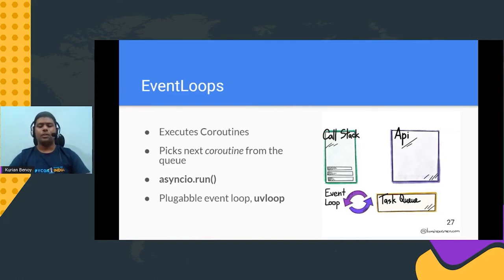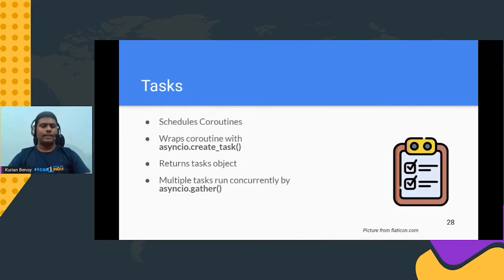There is also something called uvloop, which is a production implementation of the event loop, and it gives almost an 8x performance improvement compared to the normal asyncio loop. So if you are using something for production, you definitely need to use uvloop. Then there is the concept of a task. A task schedules a coroutine in an event loop, and you can wrap the coroutine to create a task with the asyncio.create_task method.